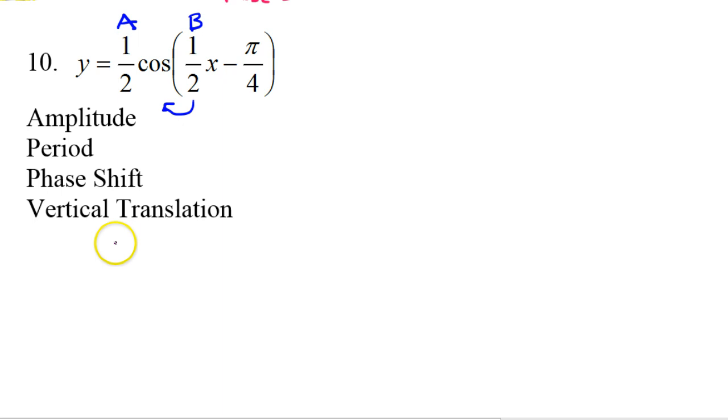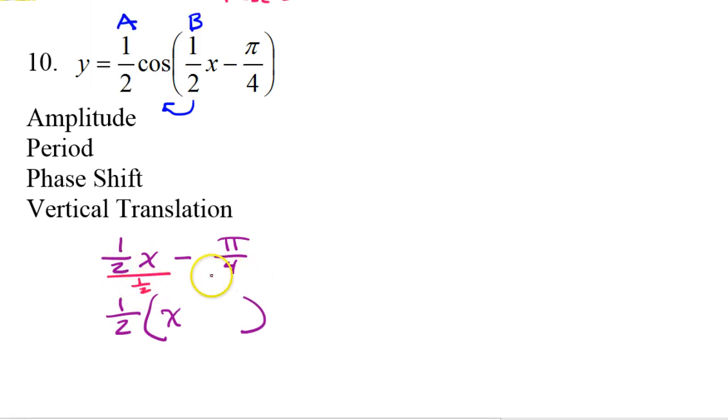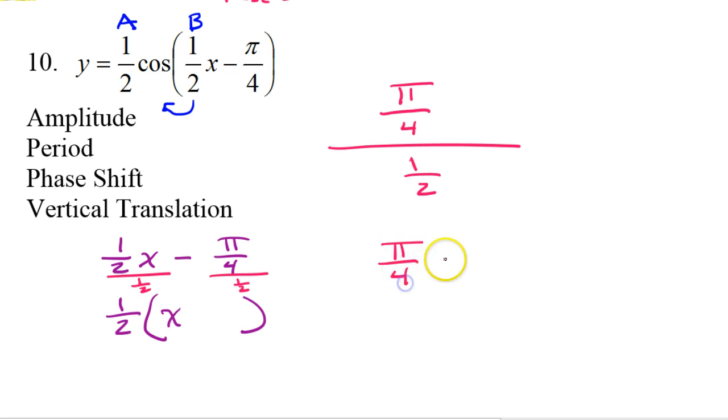So look guys, right now I have 1/2 x minus pi over 4. But I need to bring that 1/2 outside of the parentheses. Okay? I can do that as long as I divide each of these by 1/2. So I need to divide pi over 4 by 1/2. But look guys, I could write that this way, pi over 4 divided by 1/2.